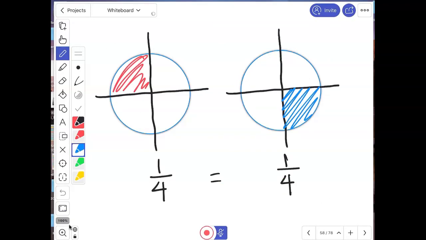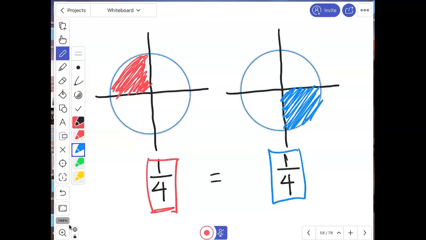Okay, so here I have two circles. They're the exact same circle. I know that they are because I drew this circle first, and then I copied and pasted it. So I know they're exactly the same. And I have shaded 1/4 of this circle right here. 1/4. Okay? Then I shaded 1/4 of this circle.